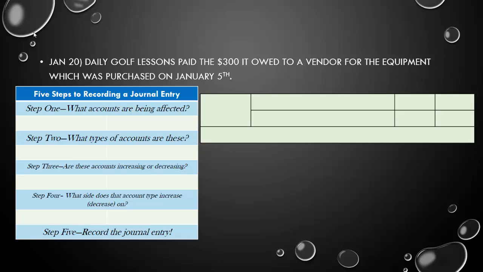On January 20th, Daily Golf Lessons is going to pay $300 that it owed to the vendor for the equipment which was purchased on January 5th. So on the 5th, when we got this equipment, we didn't pay at the time. We got sent a bill. Well, now we're paying off that bill.